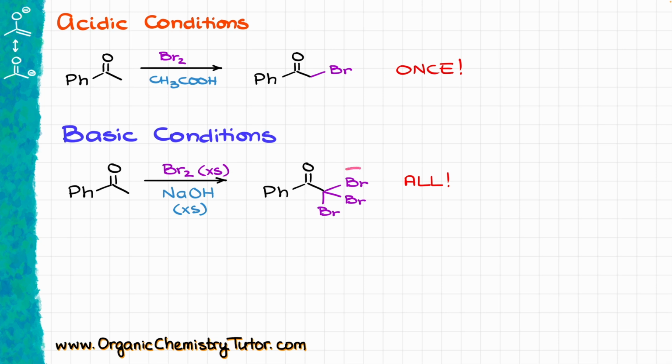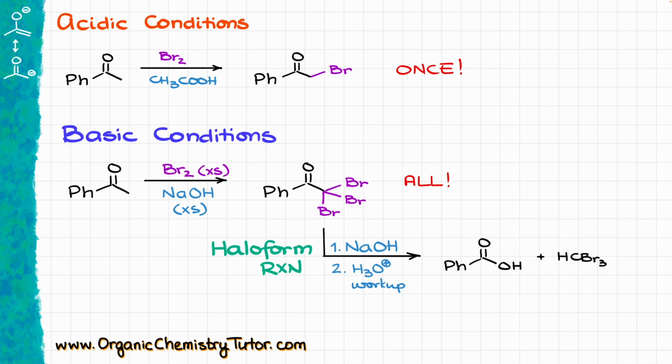And remember that if you have a situation like what I currently have over here on the screen, where I have a group like CBr3, well, in that case, I'm going to proceed to the haloform reaction, in which our tribrominated product is going to react with our base again, followed by the acidic workup, giving you the carboxylic acid plus the corresponding haloform. It's going to be bromoform in the case of bromination, chloroform in the case of chlorination, and of course iodoform in the case of iodination.